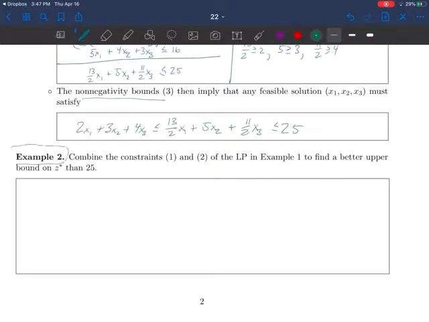Okay, I'm going to stop there, and I'm going to ask you to address example 2. Take time and just play with this. I'm going to put it in online.